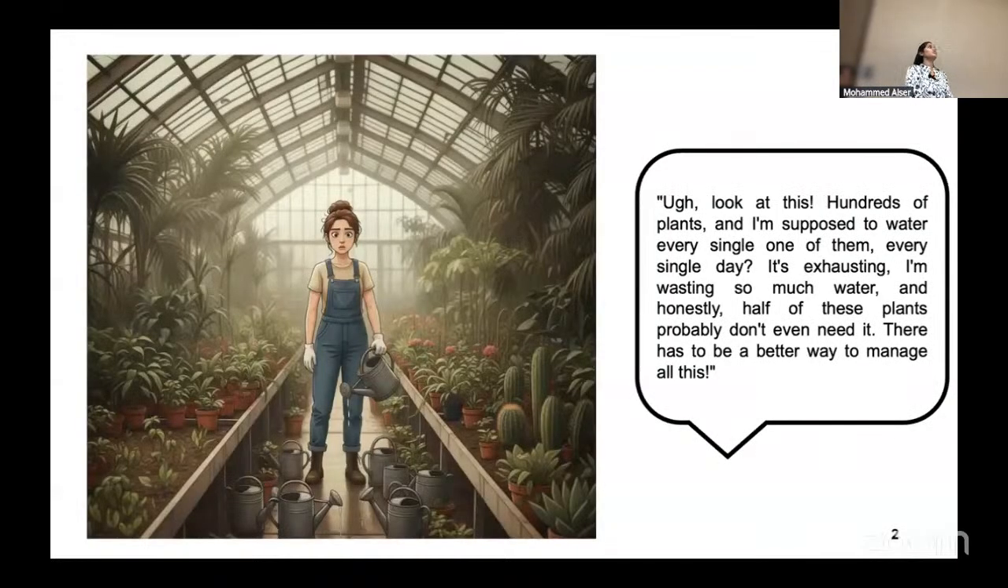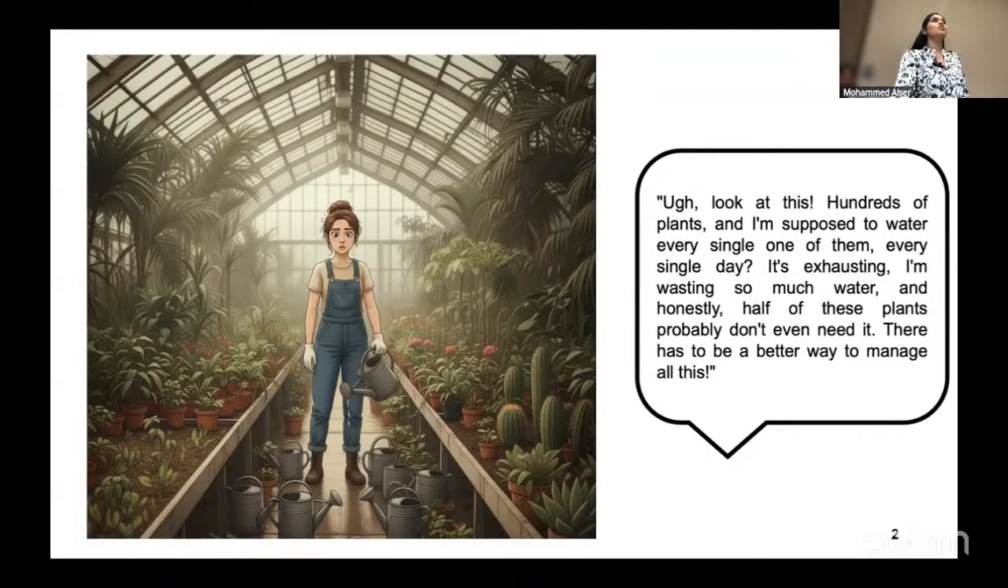She's fed up, exhausted by watering the plants each and every day, because she's watering each and every plant each and every day. So it is taking a lot more water and a lot more time and effort. She wanted to find a better way that could help her in effort and also in saving water.